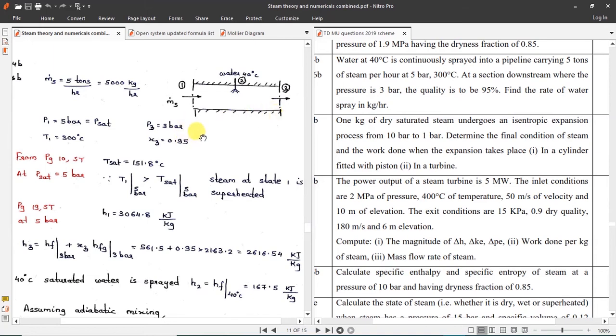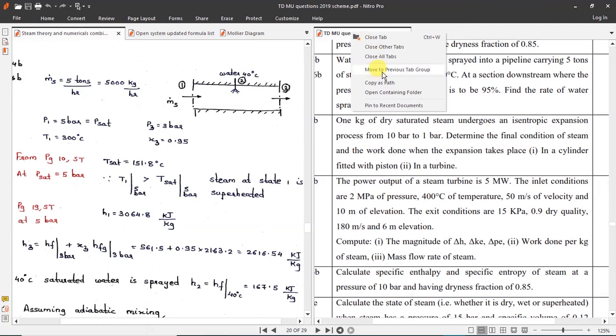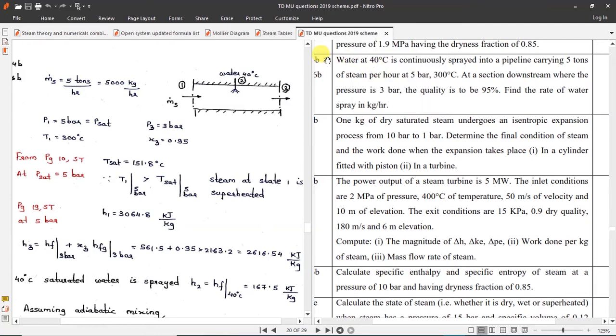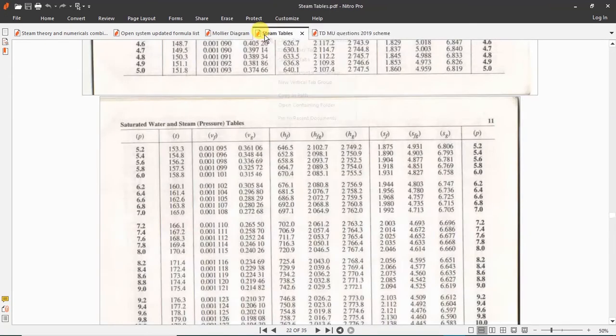Now it will depend exactly on the condition of point 1. Okay, it is not necessary that every time water is sprayed you will get wet steam at the exit. It actually depends on the point number 1 condition also. Now what we have to calculate is the rate of water spray in the pipeline. So we'll go to the steam table now.